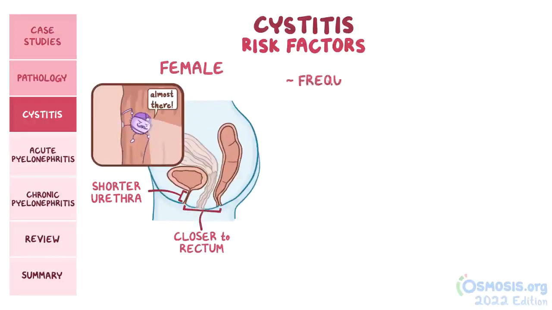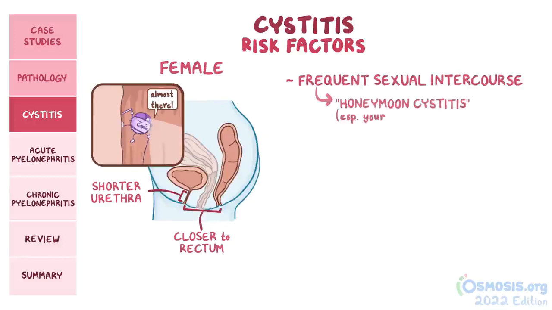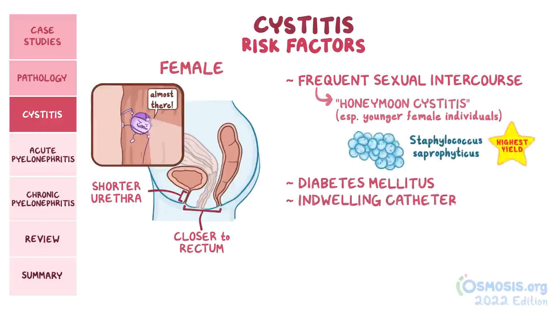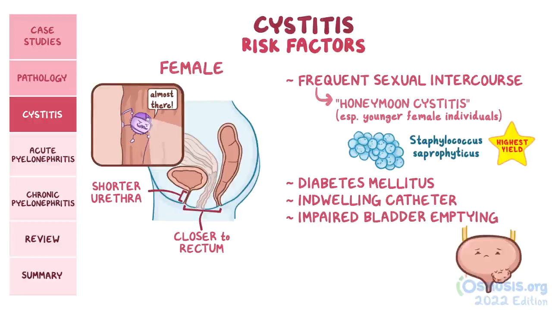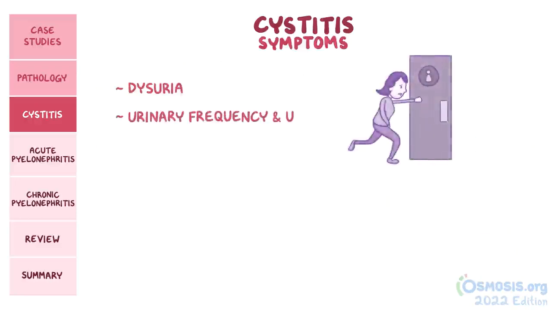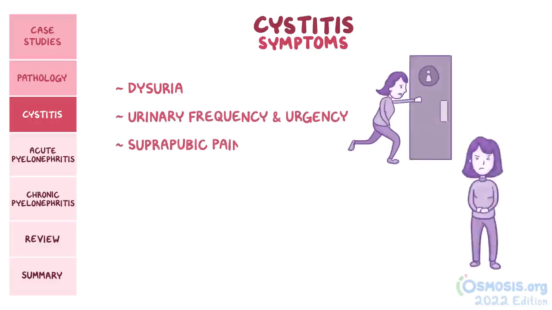Another risk factor is frequent sexual intercourse, which can lead to honeymoon cystitis, especially in younger female individuals. Remember, this type of infection is often caused by Staphylococcus saprophyticus. Other risk factors include diabetes mellitus, indwelling catheter, and impaired bladder emptying, which can happen when there's a bladder tumor, for example. Symptoms include dysuria, which is painful urination, urinary frequency and urgency, and suprapubic pain.